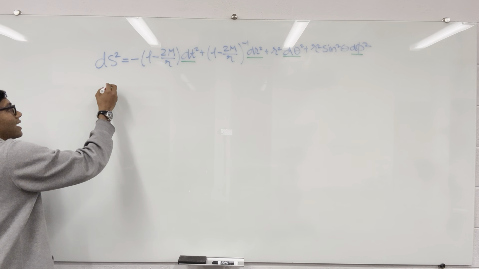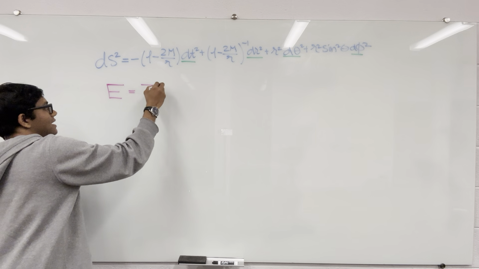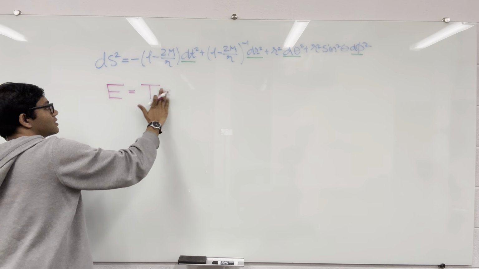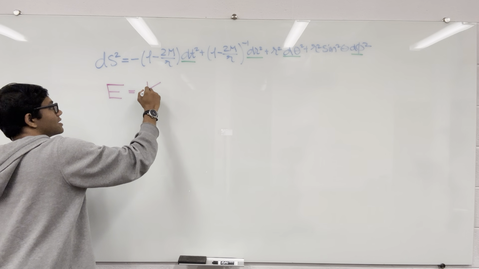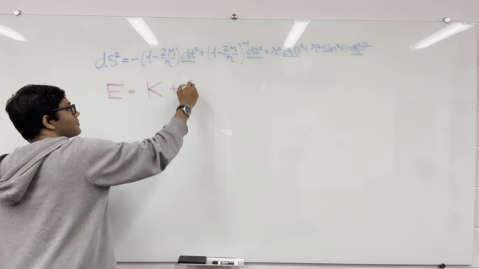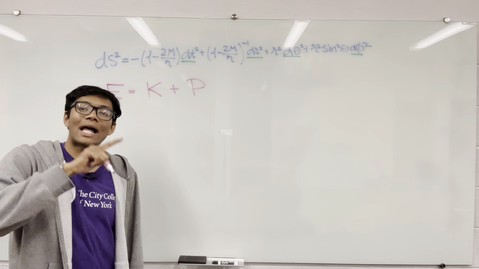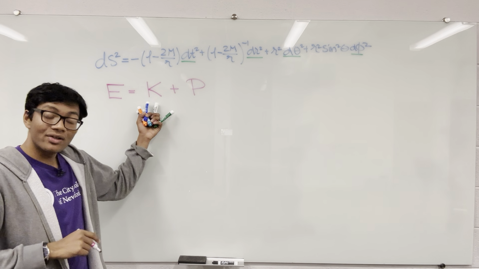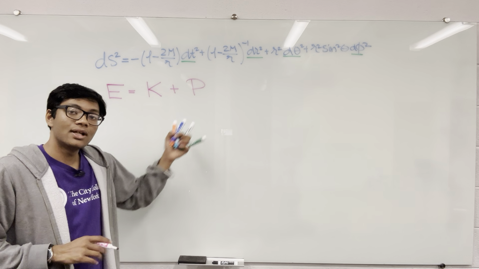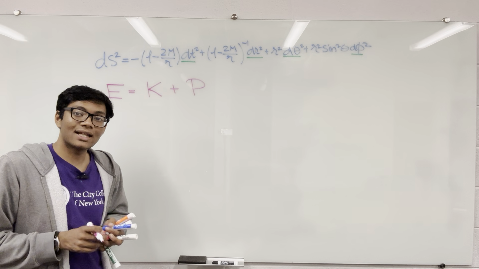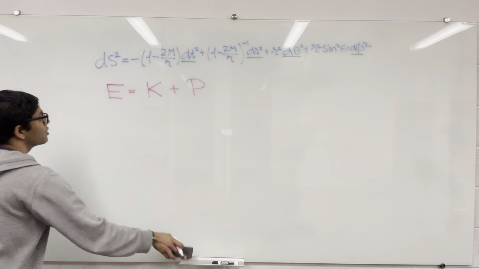Conservation of energy says that the total energy for any object is the kinetic energy. Let's use K for kinetic energy. The total energy of any object is the kinetic energy plus potential energy. Now, for a particle orbiting a black hole, this equation has a very specific kinetic energy and a very specific potential energy. And I'm going to show you what these kinetic and potential energies are now. Okay, so let's go ahead and take a look.